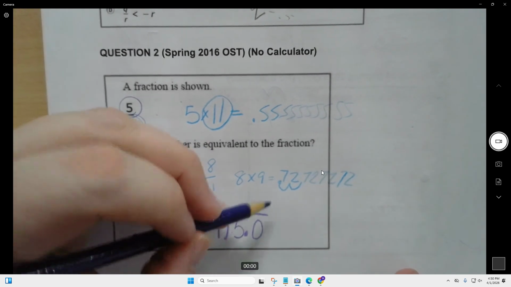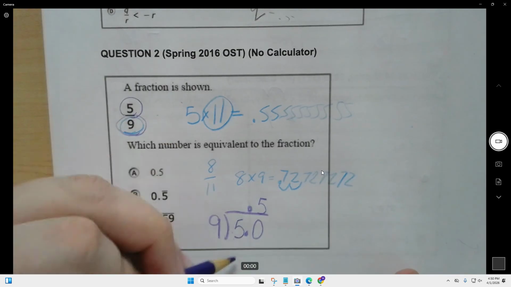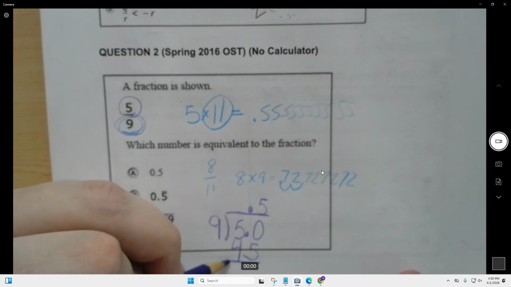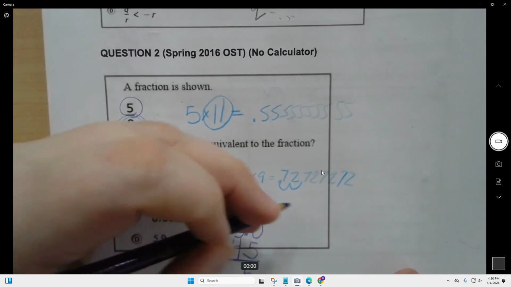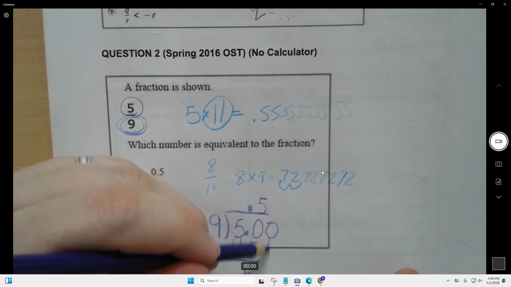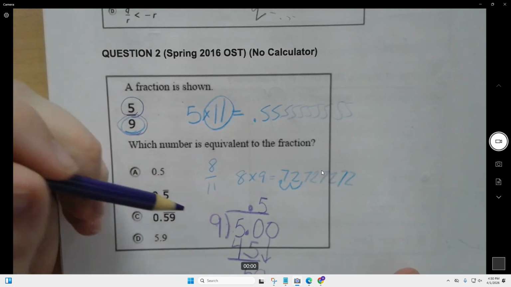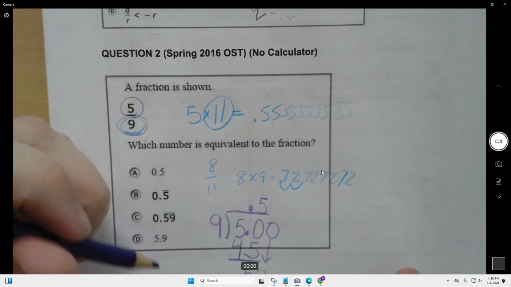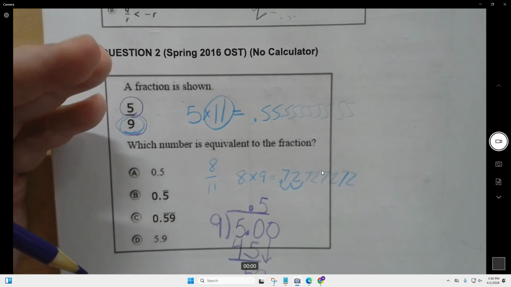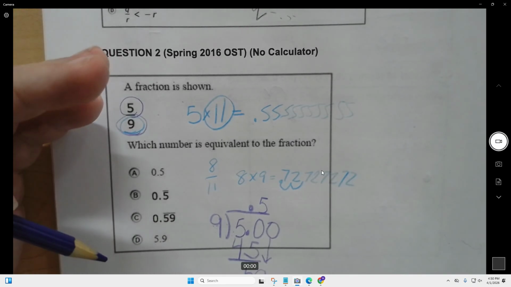9 goes into 50 5 times. 9 times 5 is 45. And that leaves us with 5. You can already see where this is going. Bring it down. Oh wow, look, we're back at 50 divided by 9. It's just going to be 0.5 repeating. It's just going to be 5, 5, 5, 5.